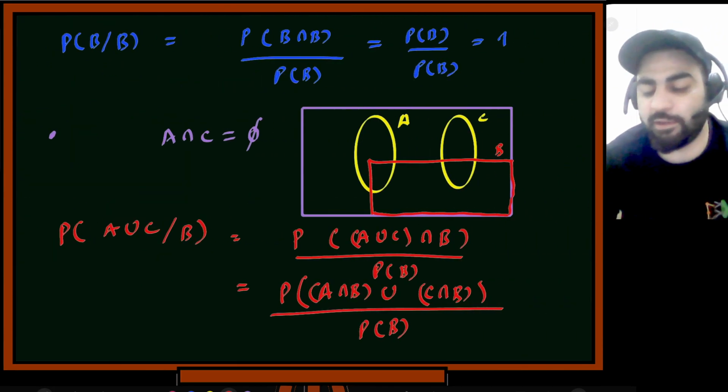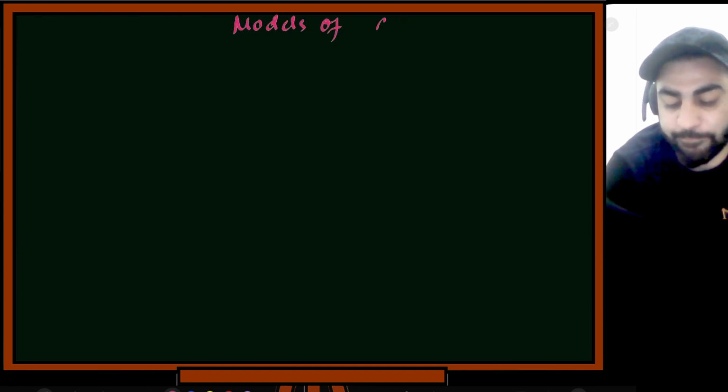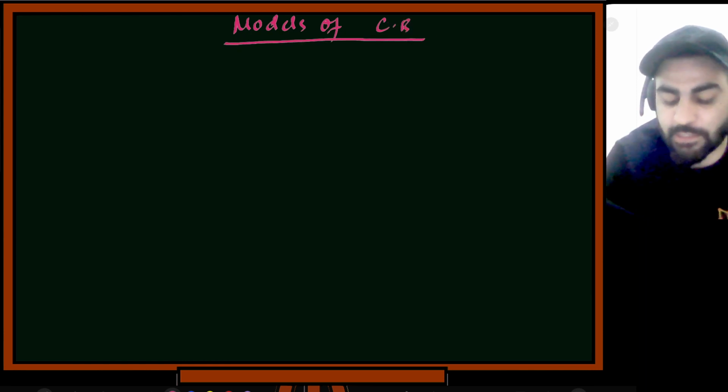Now we'll see what this conditional probability is used for, and we'll take a real world scenario. Then we'll try to analyze that using our conditional probability. Now we'll see models of conditional probability. This is our new heading.